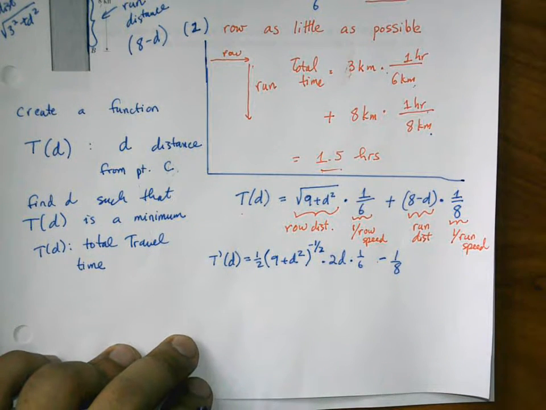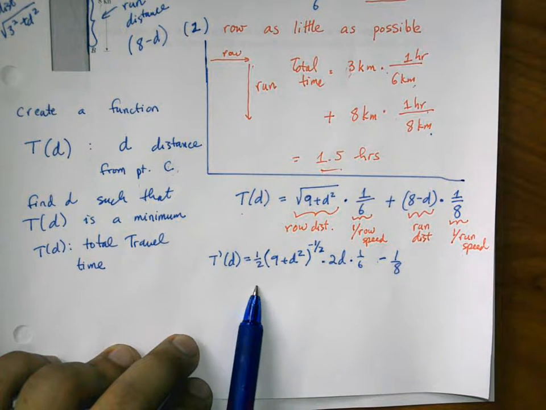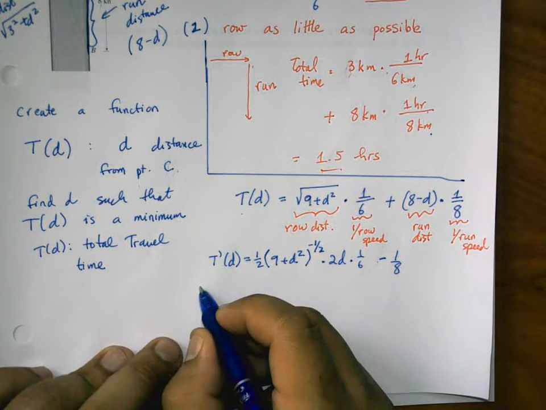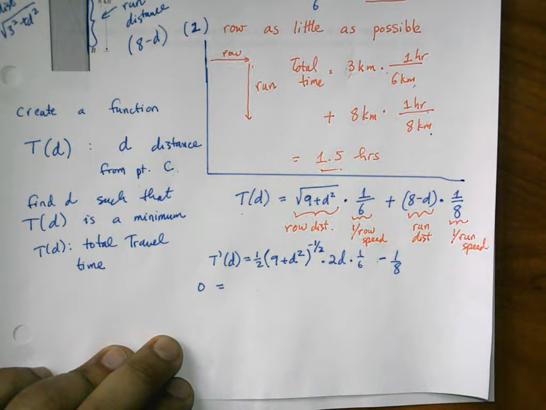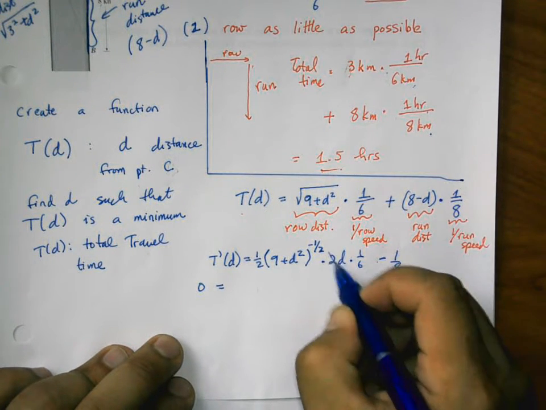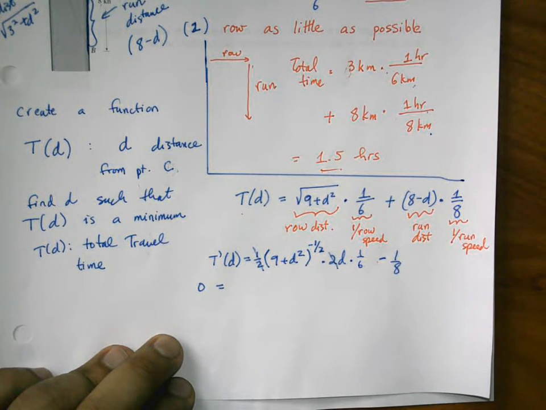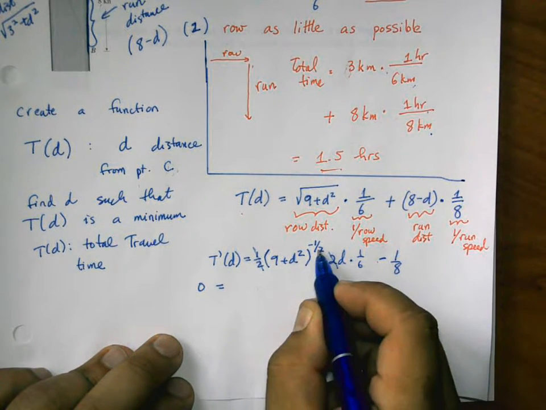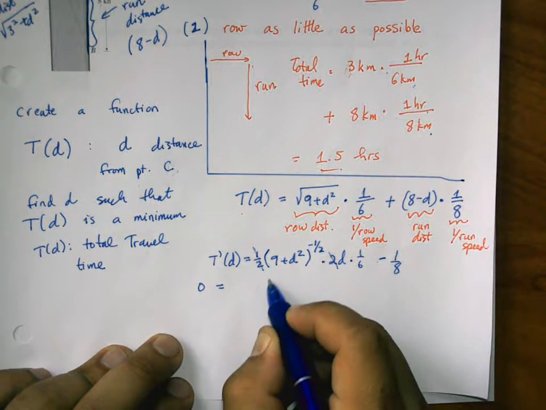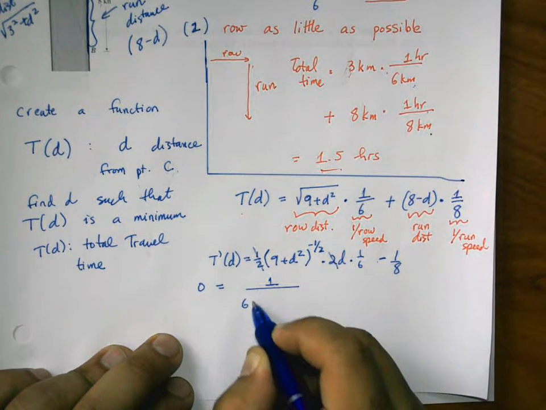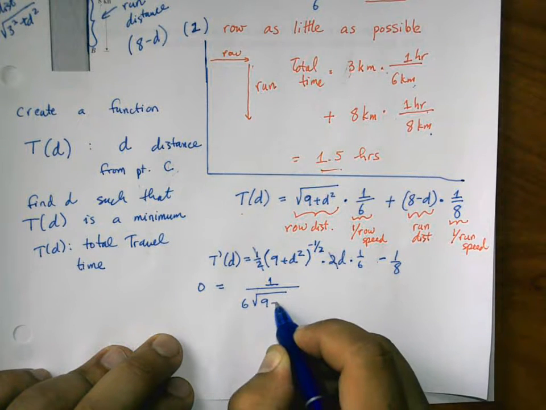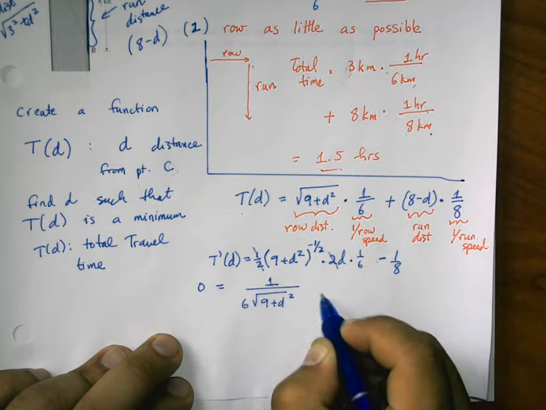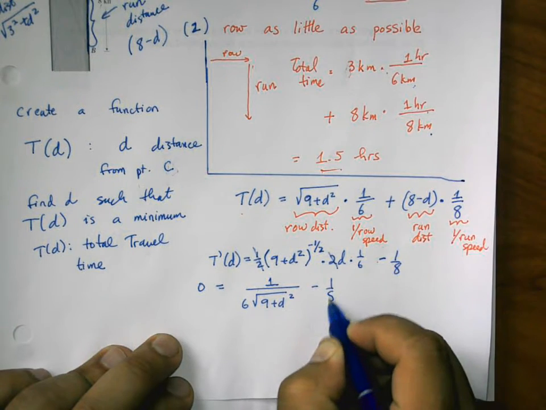I'm not sure exactly what it means, and we don't really care about that too much in this particular problem. We really are only interested in using the derivative to find the minimum. So to do that, we've got to find the critical points by setting this whole thing equal to 0. And then in this step, I'm actually going to simplify. So this 1/2 and the 2 will cancel each other out. And then this is really 1 over the square root of, so this is 1 over 6 times the square root of 9 plus d squared, minus 1/8.